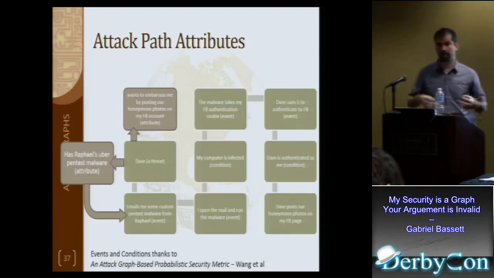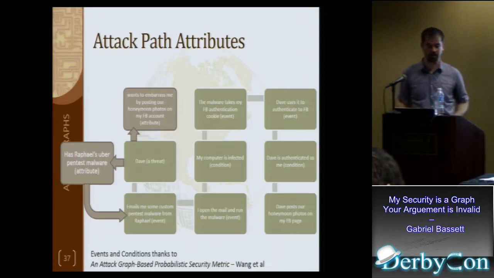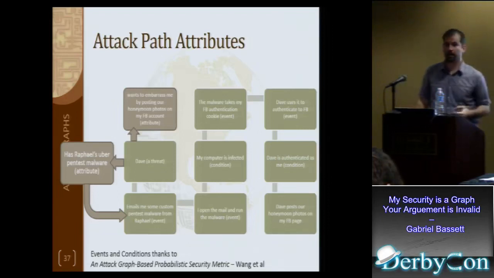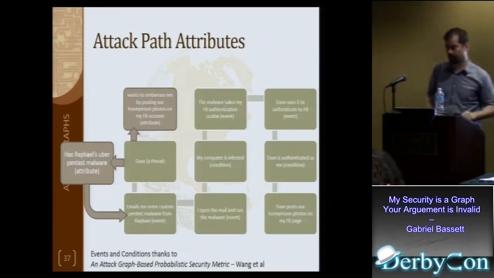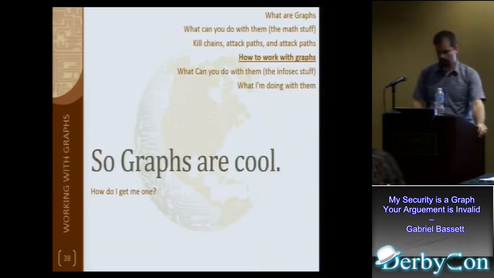And if Dave's going to send me some malware, he needs to have it. He can't send it to me if he doesn't have it. So these are really attributes of Dave as a threat. And so we want to capture the attributes, and we can link them in, right? And so we can say if Dave's the threat, wants to harm me, and has malware, then that next step is much more likely. If those things don't exist, then that step's not going to happen. Okay. So the graphs are cool.